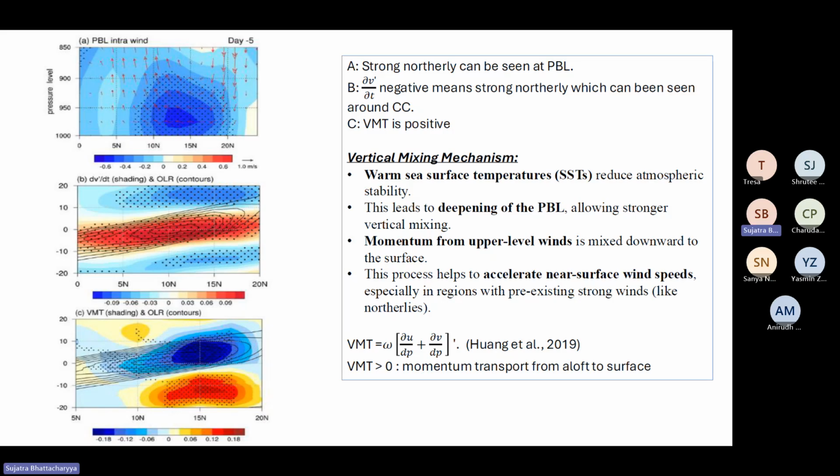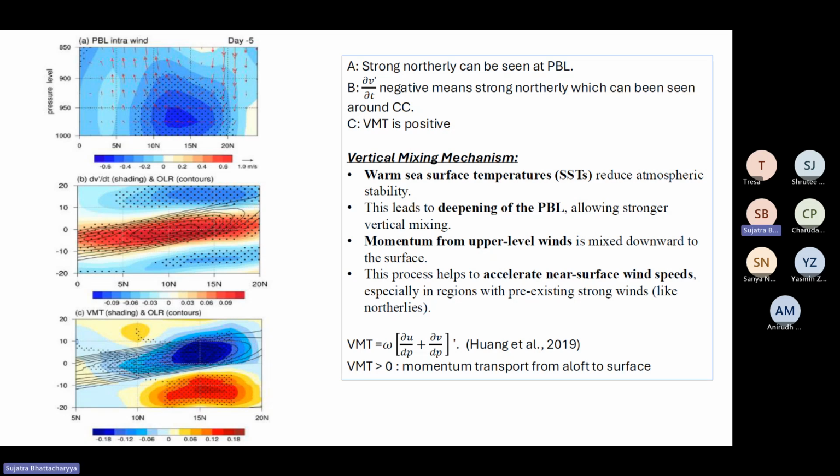This is the tendency of meridional wind. Here also, the negative tendency means the northerly is getting accelerated. And this, we can clearly see, is the convection center. Along the convection center, there is a positive dV/dt, which means that the northerly is weaker around the center. But like 10 days ahead, from 5 degrees north to 20 degrees north, we can see that dV/dt is negative, which picks up the northerlies. So the wind coming from the north is getting accelerated.